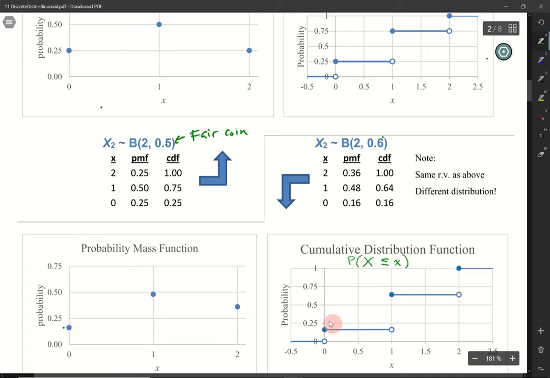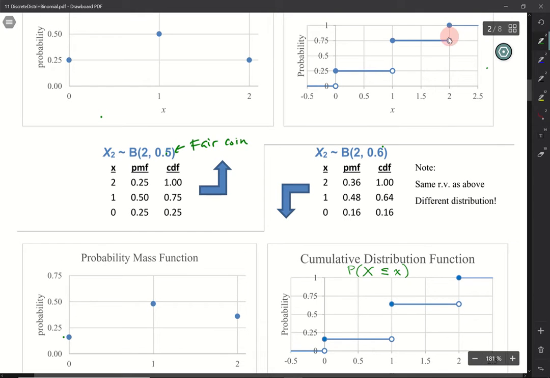So this jump is a little bit smaller compared to that one. The next jump, remember this other one was up at 0.75. Here it's up at, must be 0.64, right? 0.16 plus 0.48 is 0.64, so that's a little bit less than 0.75. And then it jumps up the most at the end. No, sorry, it doesn't jump. This is the biggest jump, but it's got a bigger jump than this other one. So this is just a 0.25 jump. Here it's a 0.36 jump. Does that make sense?